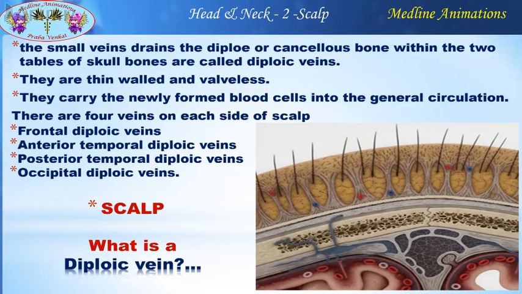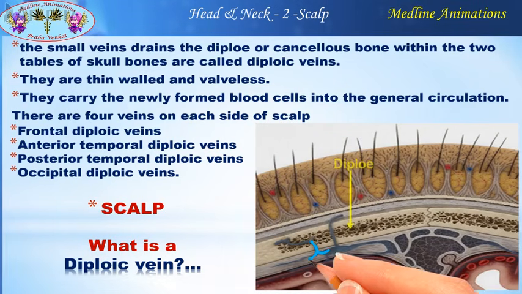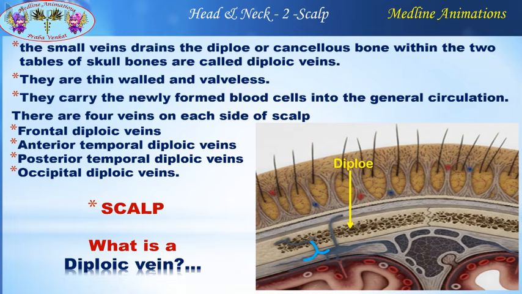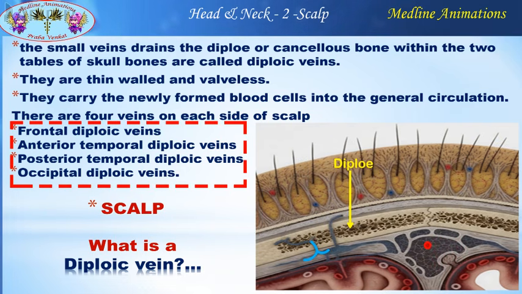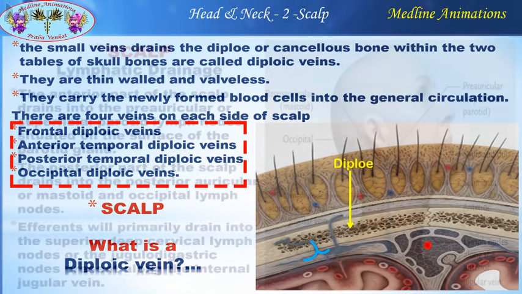So, what is a diploic vein? The small veins drains the diplo or cancellous bone within the two tables of skull bones are called diploic veins. They are thin-walled and valveless. They carry the newly formed blood cells into the general circulation. There are 4 veins on each side of scalp. They are frontal diploic veins, anterior temporal diploic veins, posterior temporal diploic veins, occipital diploic veins.